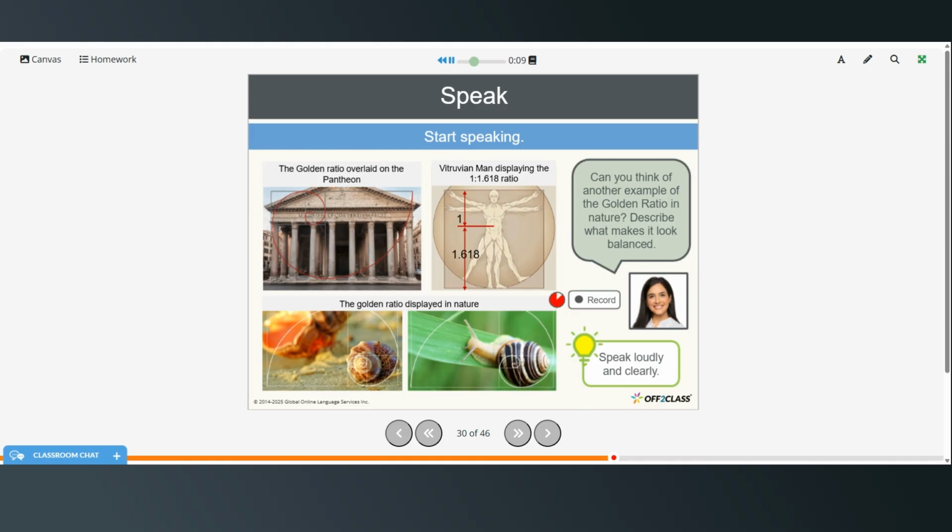Now it's your turn. Can you think of another example of the golden ratio in nature? Describe what makes it look balanced. Right, now you can pause the video and answer the question, and then restart the video when you're ready to continue.